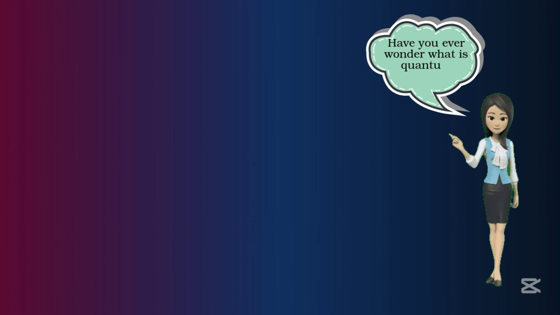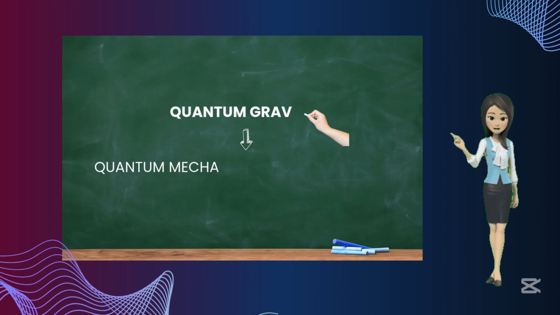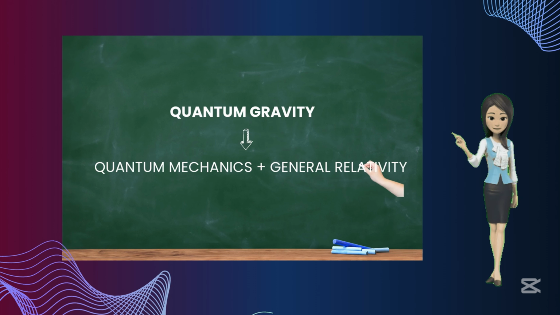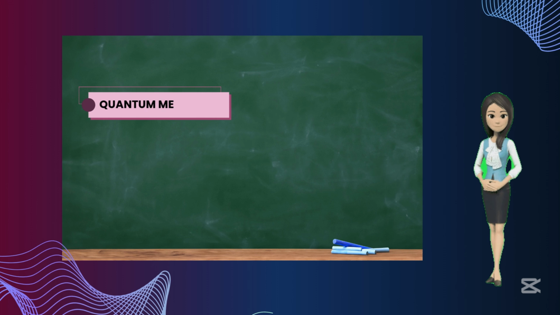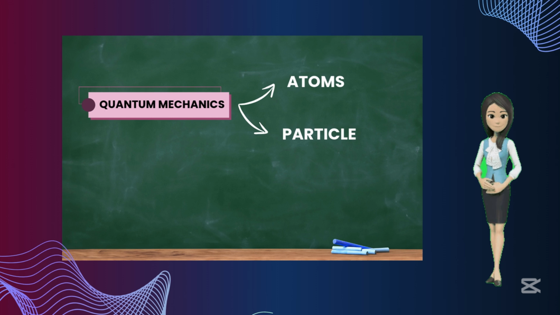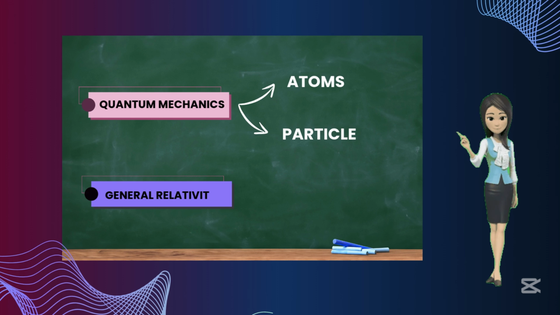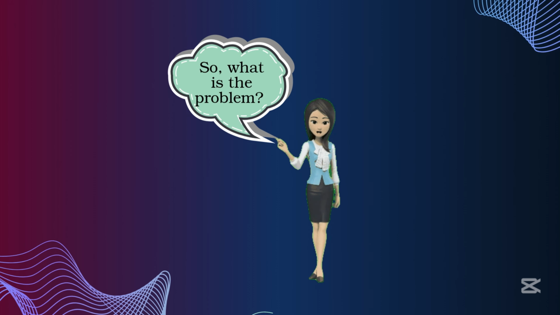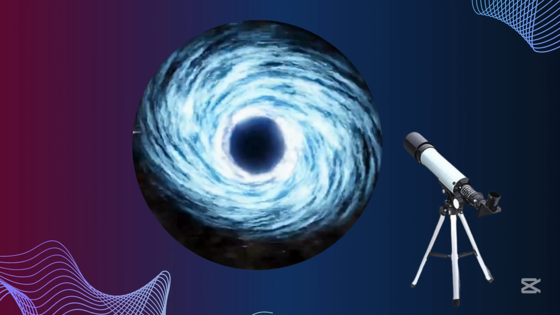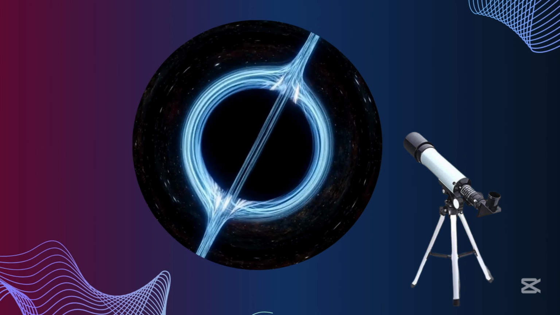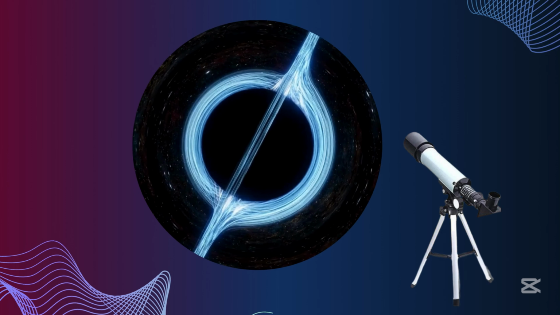Have you ever wondered what quantum gravity is? Quantum gravity is attempting to unify two major theories, quantum mechanics and general relativity. Quantum mechanics governs the tiny world of atoms and particles, while general relativity explains how gravity works on a large scale. So what is the problem? These two theories don't work well together, especially in extreme places like black holes or the Big Bang.